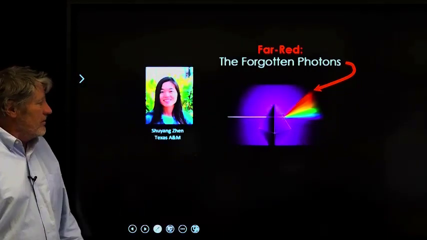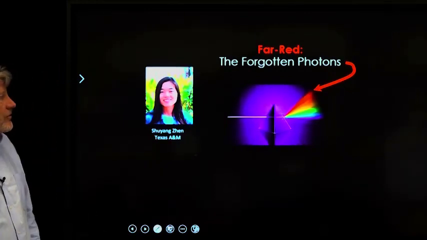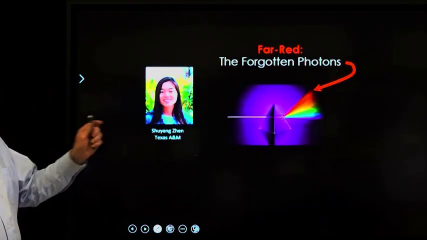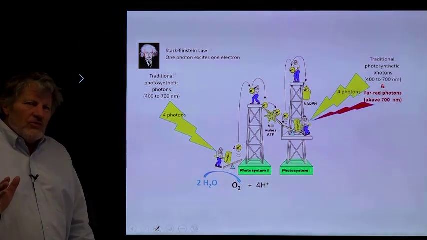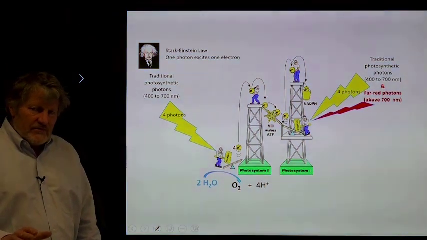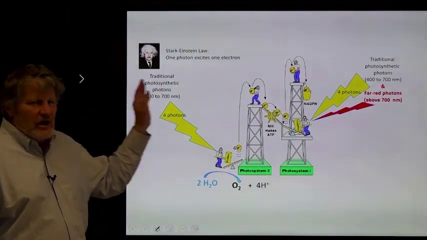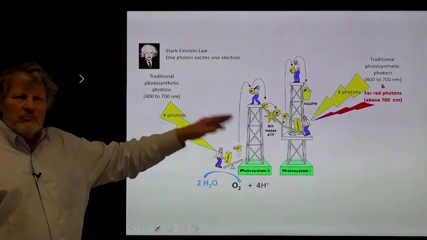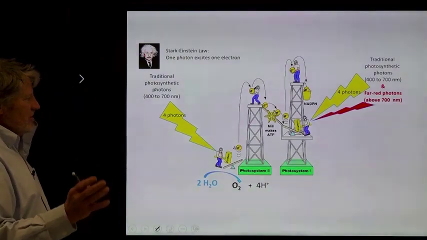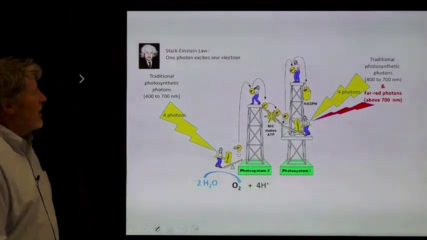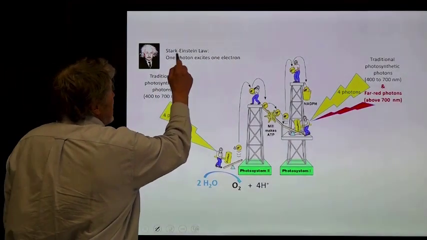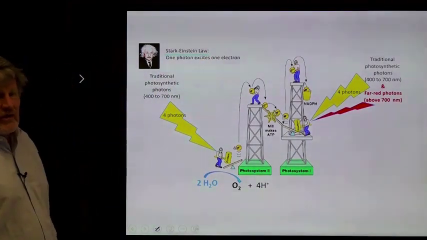You just barely can see them. And here's Shuyang, now in your department. I just have a couple slides on this. One photon excites one electron, and most people show a lot of biochemistry, and books show that. I'm more of a physics person, so I like a little physics diagram. This is the Stark-Einstein law. One photon excites one electron.